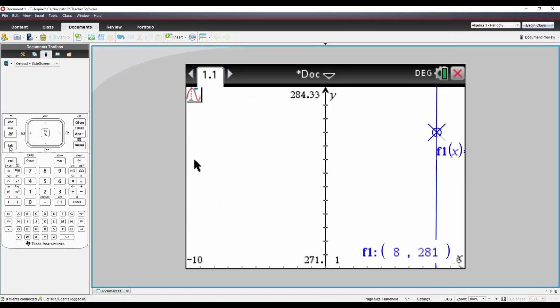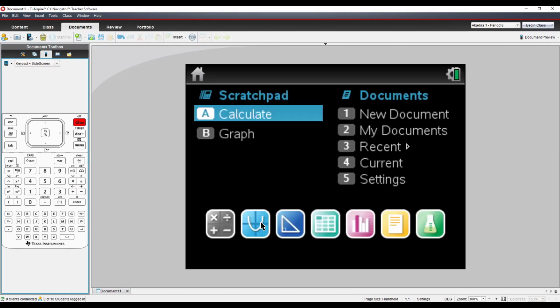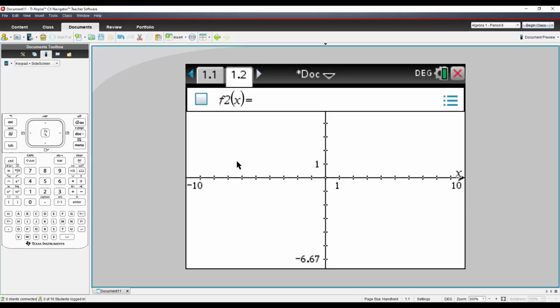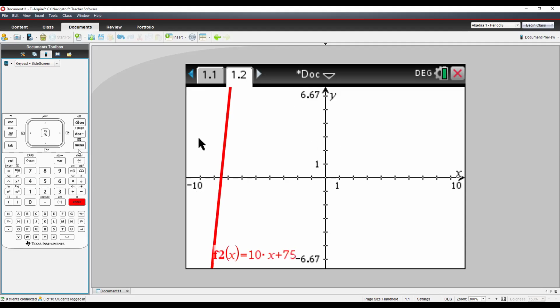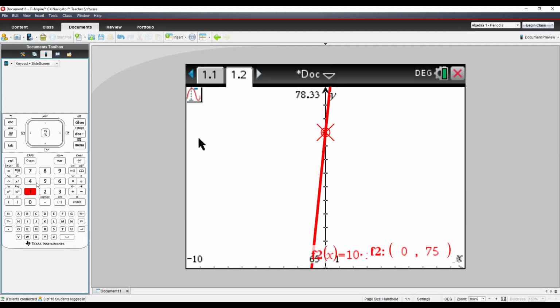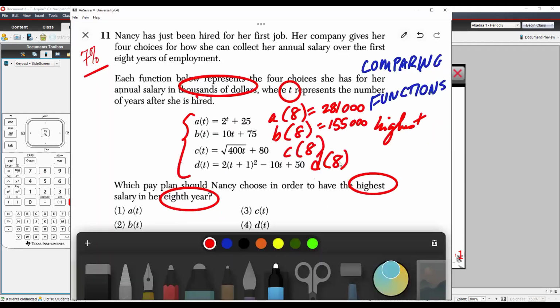All right, so now I'm going to go back to tab, and now actually I'm going to go here and use a different one, okay? And then I'm going to do 10x. Now this is a linear function plus 75. All right, so press enter. It's a linear function. Doesn't matter. I'm going to do menu 51, and then I'm going to do 8. And it tells me that in her 8th year, she's going to make $155,000. So that's what I wrote, 155,000.